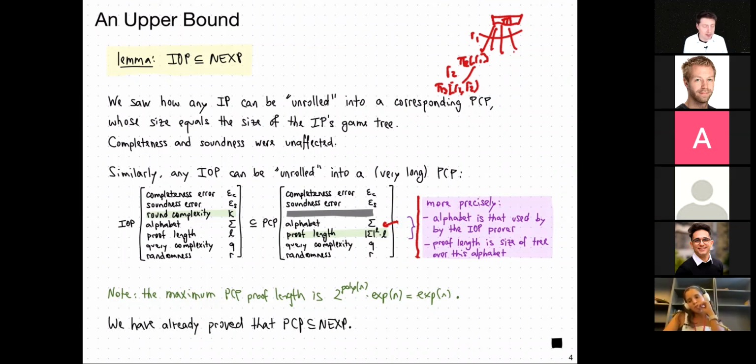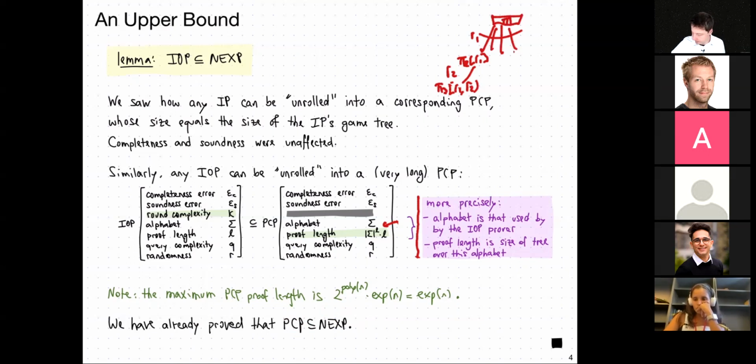This is different from how interactive proofs and PCPs actually have different upper bounds, right? This one has the same upper bound as a PCP because an IOP, you can just always open it into a PCP. And since the PCP already was fine with being exponential length, it's okay if we have something exponential length also here, right? So we're not going, for example, to double exponential or anything beyond NEXP. All right, does that make sense?